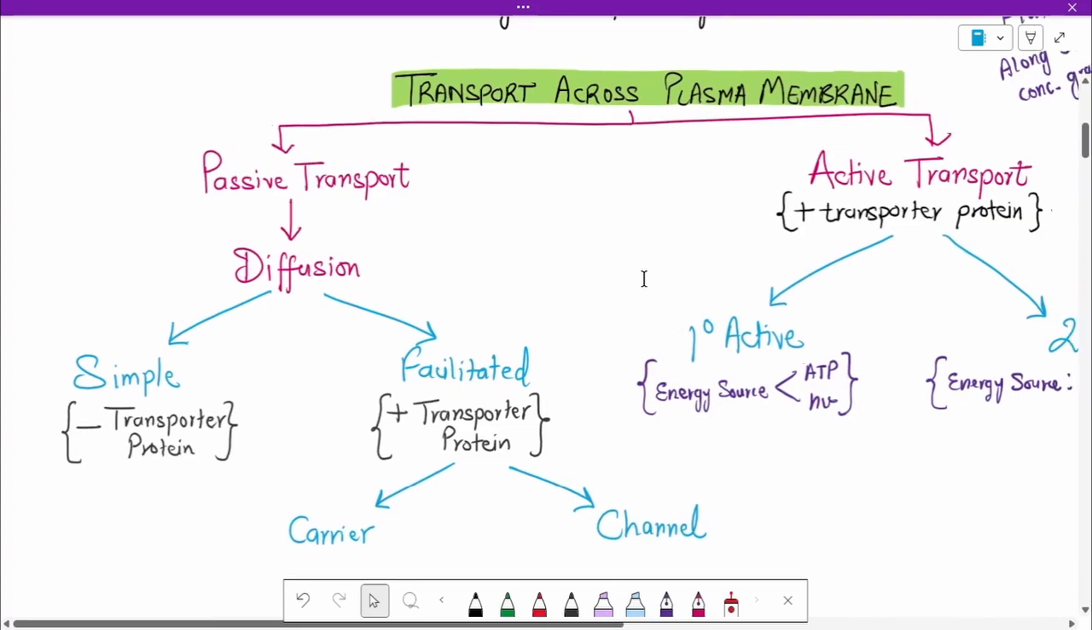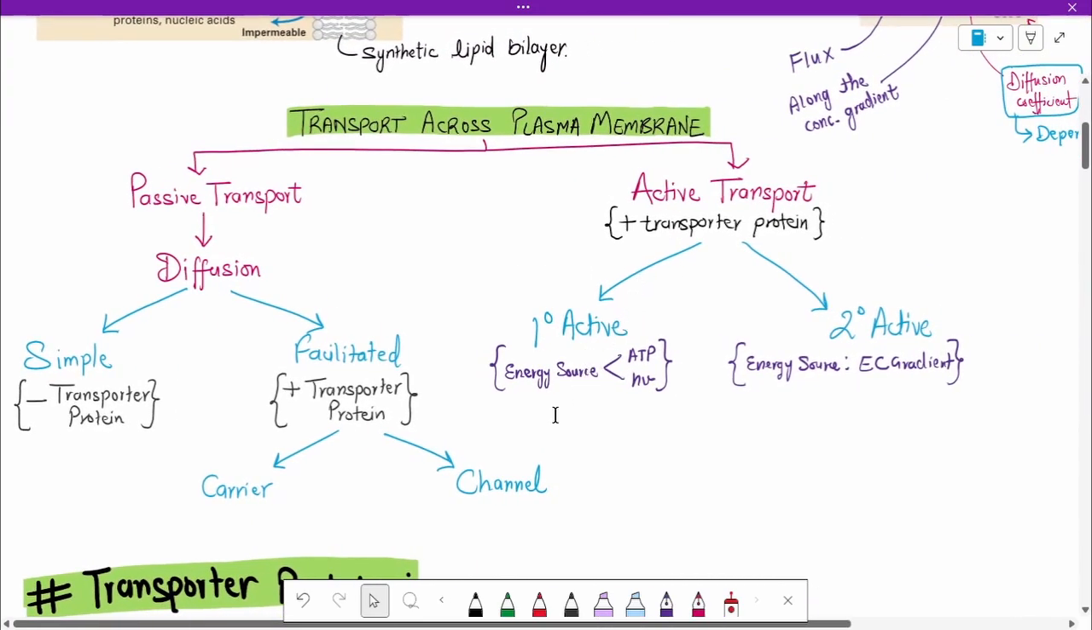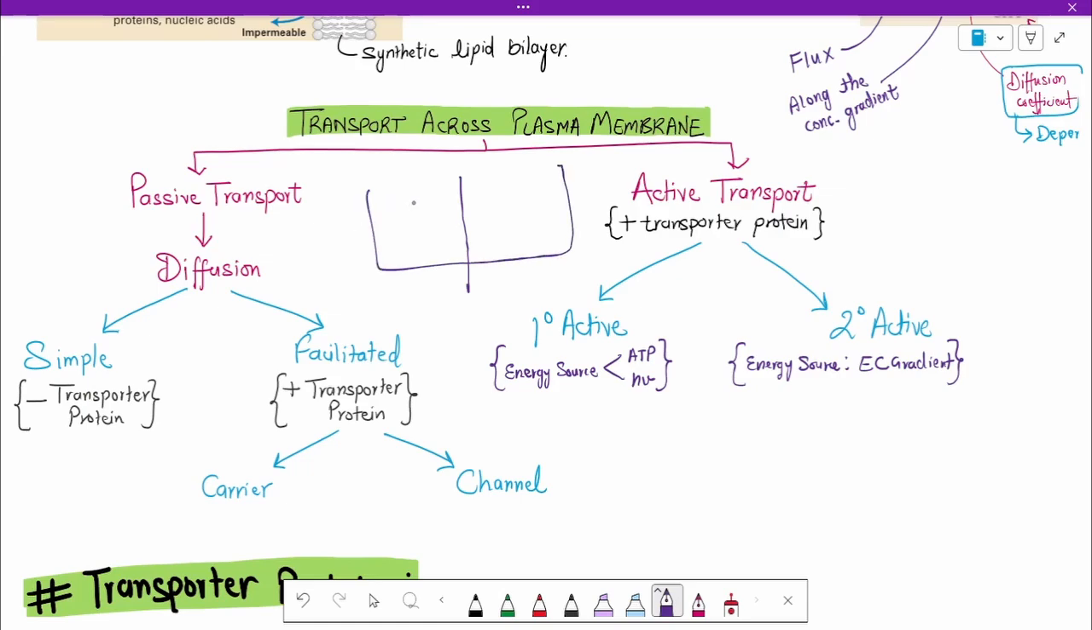Transport across plasma membrane can be readily classified into two types. One is passive transport and the other one is active transport. So what do we mean by these transportation mechanisms? Before that, we need to understand what concentration gradients are and how diffusion takes place. For example, we have a plasma membrane here in the container. We have a certain molecule which is permeable to this plasma membrane. The concentration of this molecule is way higher on one side of this membrane, and the concentration of the same molecule is lower on the other side.